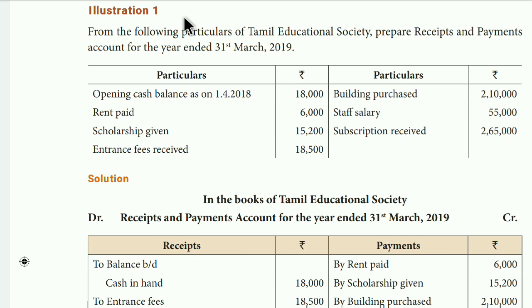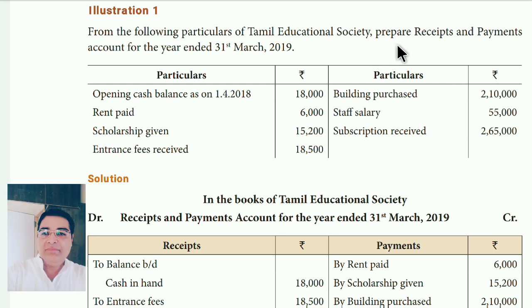Today we are going to discuss Illustration 1, Lesson 2, Receipts and Payment Account. Page number 43, Illustration 1. Now see the question. From the following particulars of Tamil Educational Society, prepare Receipts and Payment Account for the year ended 31st March 2019. Opening cash balance as on 1/4/2018, that is opening balance is 18,000.